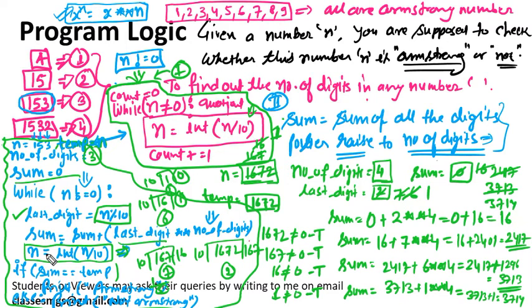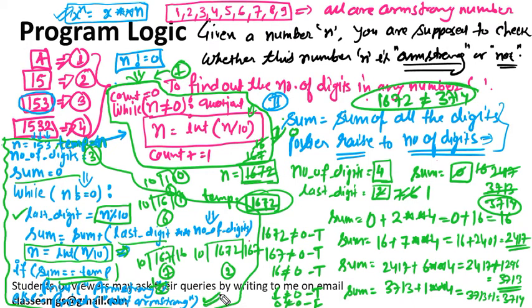Sum will become 3714 and n will become 0. So 0 is not equal to 0, the condition goes false and this loop will terminate. Now we need to check whether the sum value 3714 is equal to temp or not. So 1672 is not equal to 3714, so this number is not a prime number. So else will be executed and it will print not a prime number.